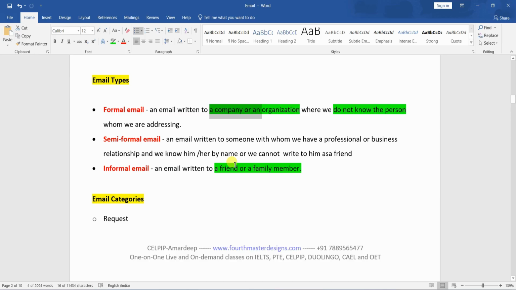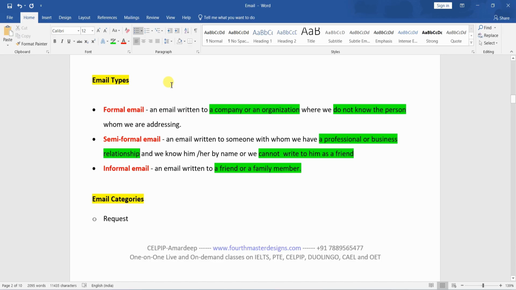And you know the person, it can be a professional relation, it can be a business relation, whatever, you know the person, but you cannot treat him as your friend. So it will be your semi-formal category. We cannot write to him as a friend, and at the same time we know that person, we have a professional business relationship. So these are three different types of email.